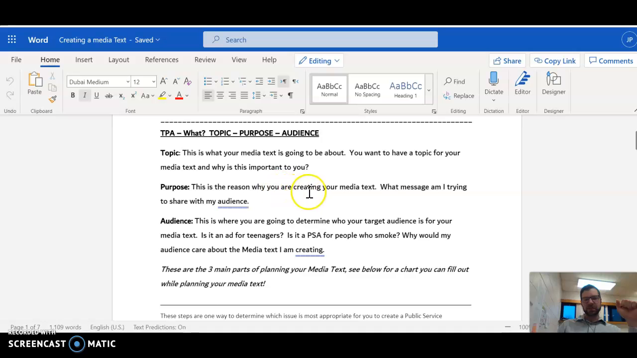Purpose, this is the reason why you are creating your media text. What message am I trying to share with my audience? Which brings us to the next one, audience. This is where you are going to determine who your target audience is for your media text. Is it an ad for teenagers? Is it for adults? Is it a PSA for people who smoke? Why would my audience care about the media text I'm creating? So these are the three main parts of planning your media text.